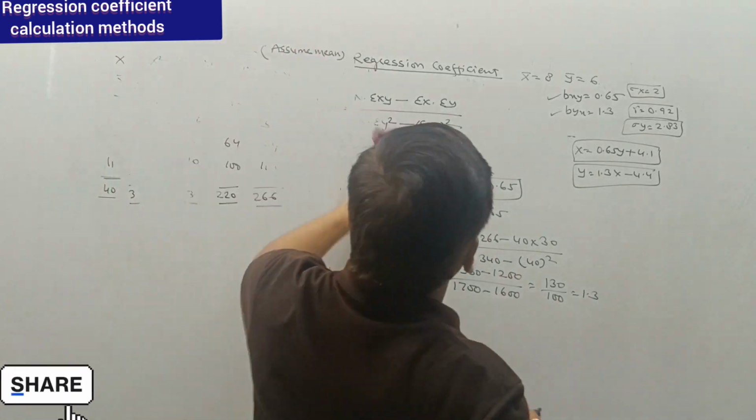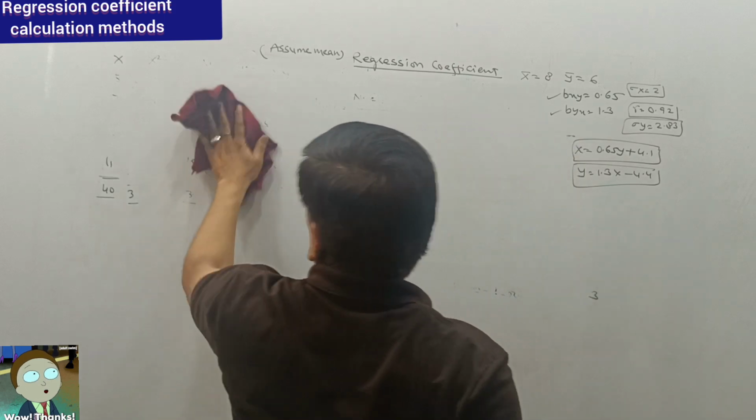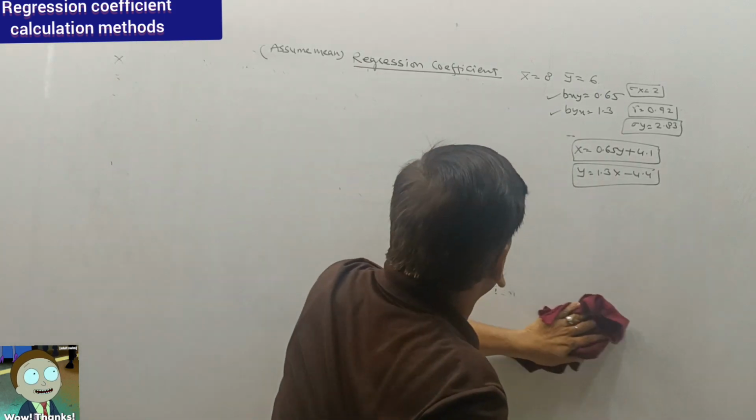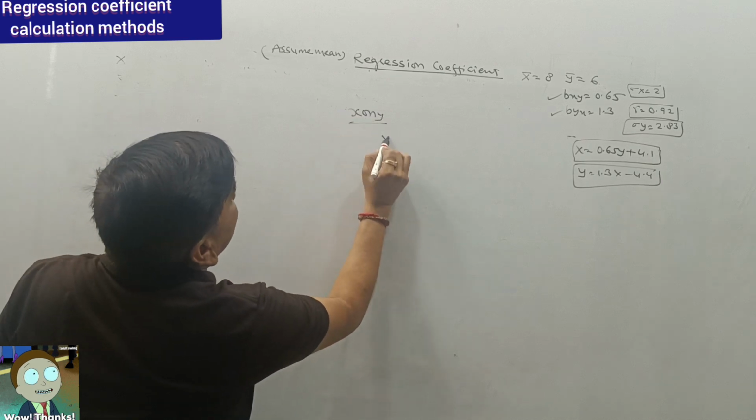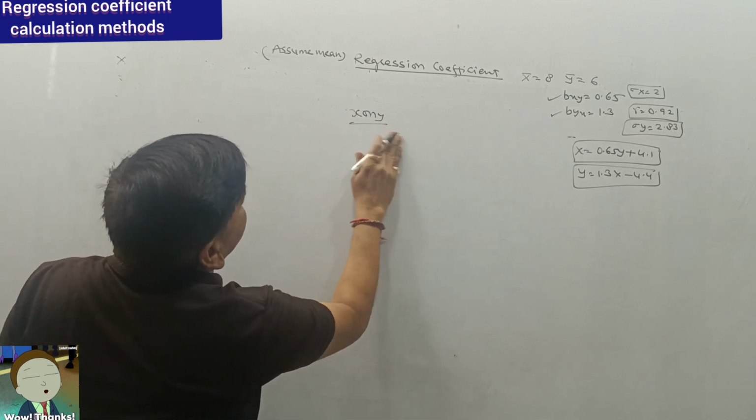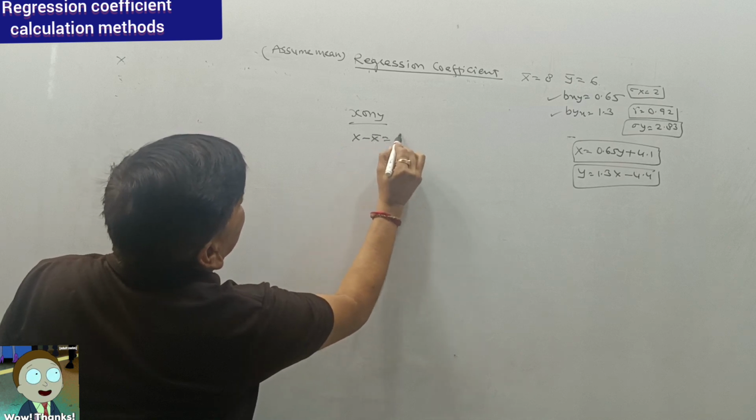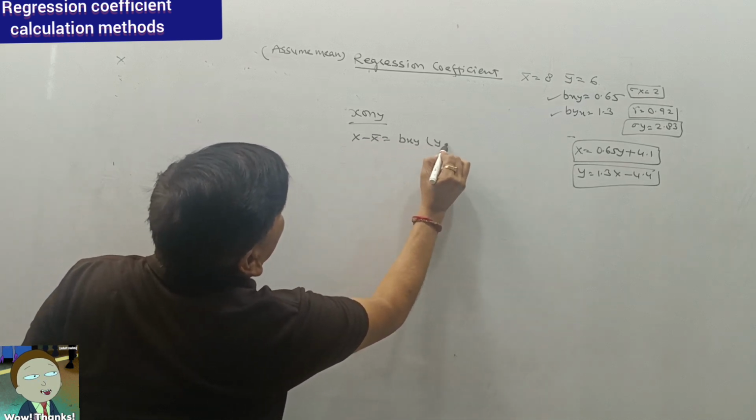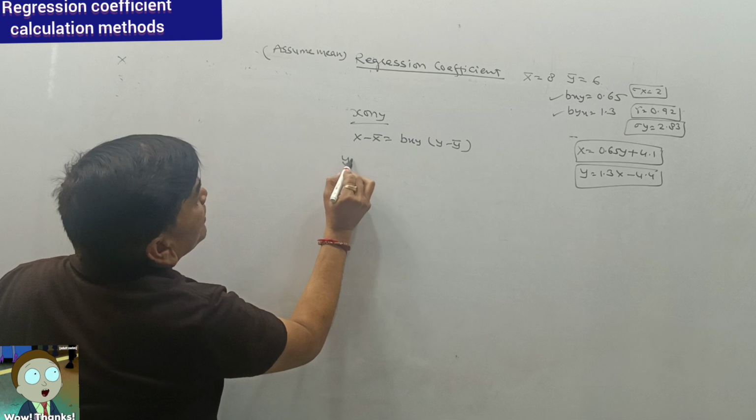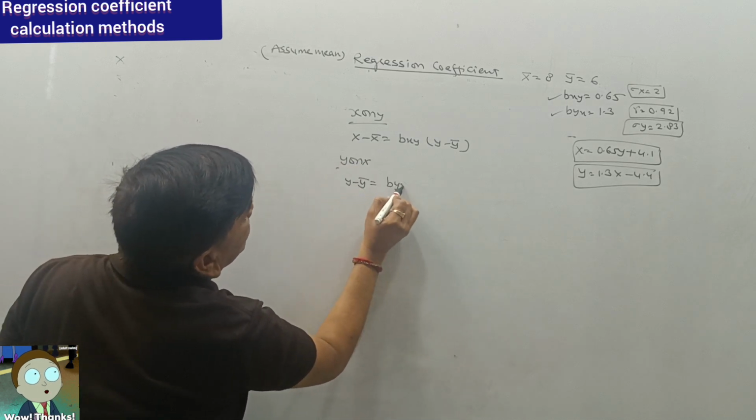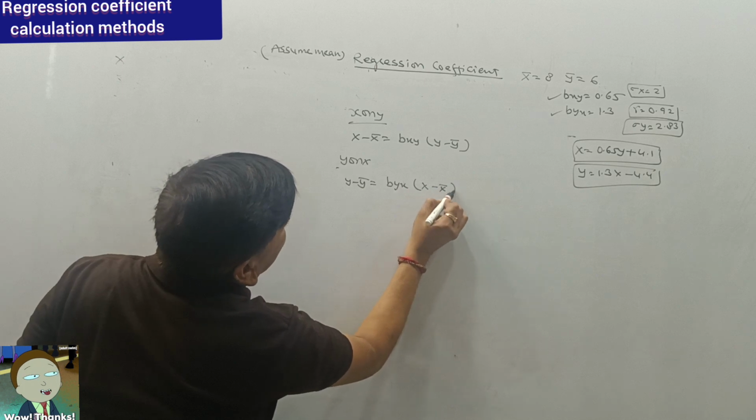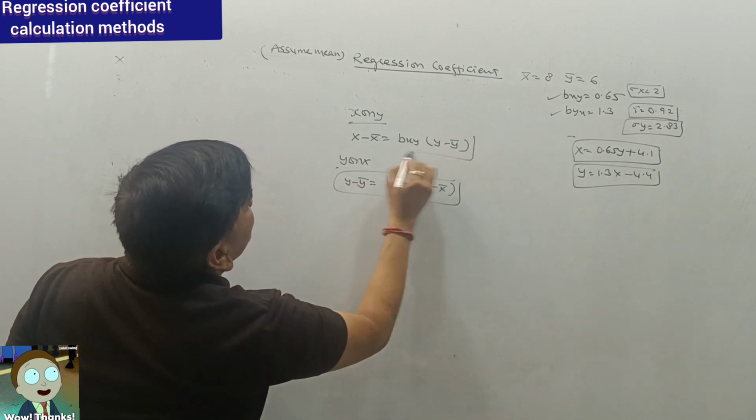After calculating bxy and byx values, you may use the formulas: x on y, that is x minus x bar equals bxy into y minus y bar. For y on x, y minus y bar equals byx into x minus x bar. With the help of this, you can calculate both values.